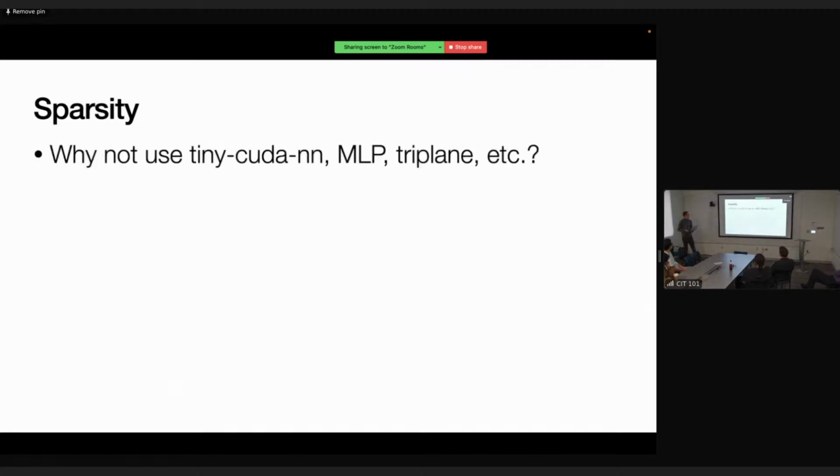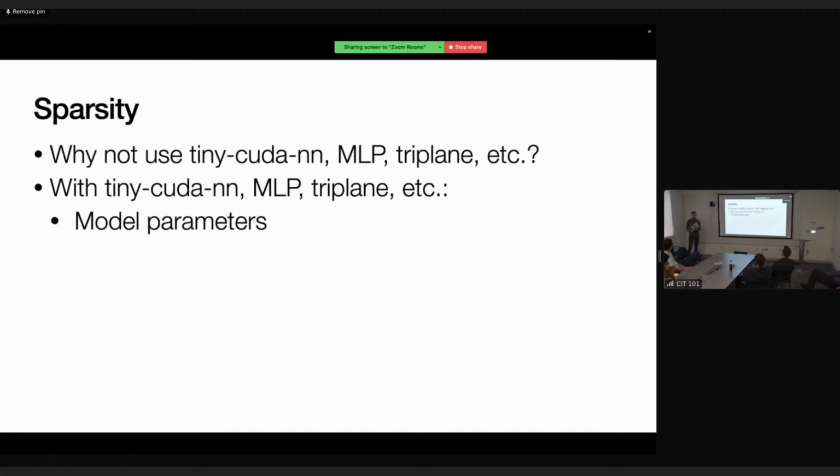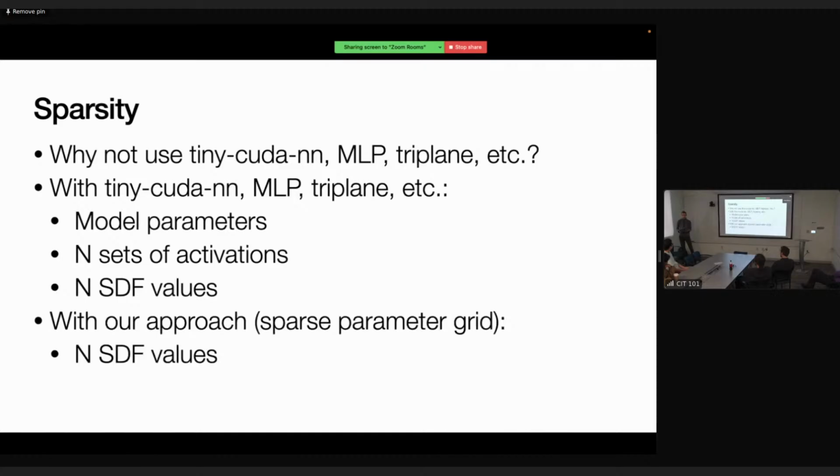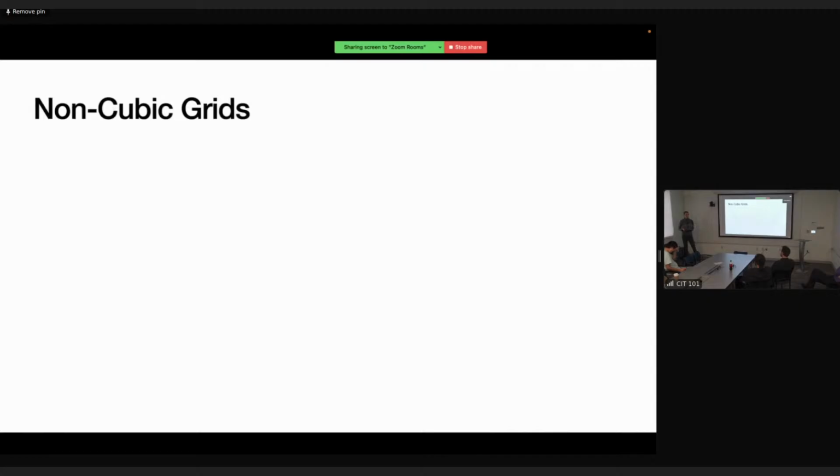Okay, so now the question is, why not use an MLP or a tiny CUDA to store the parameters? The answer is that with these, you would pay for the model parameters, but then you'd also pay for n sets of activations, where n is the number of points you actually need. And then you, of course, have to store those n final SDF values themselves. Whereas if you are just storing the SDF values directly, you only pay for this. So assuming that you need to extract all of your SDF values to run marching cubes, there's no benefit to having any of this stuff. Okay, so that's the first trick.